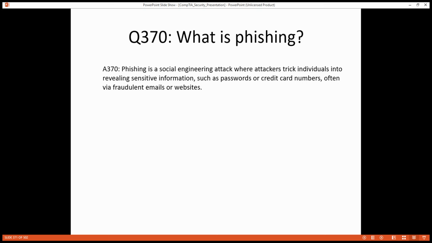Q370. What is phishing? A370. Phishing is a social engineering attack where attackers trick individuals into revealing sensitive information, such as passwords or credit card numbers, often via fraudulent emails or websites.